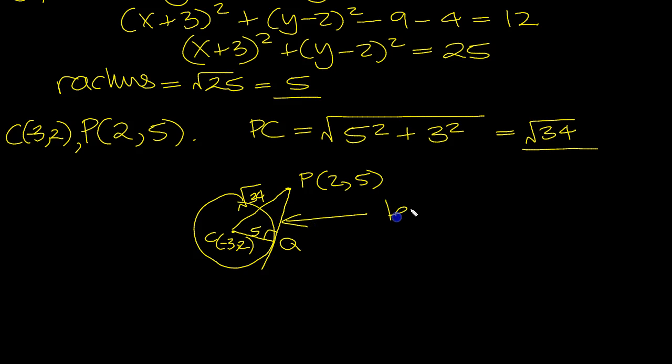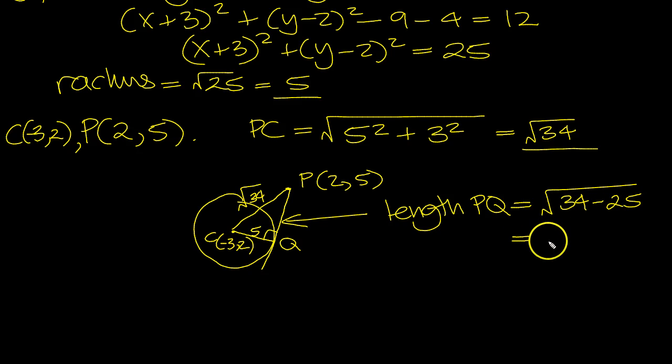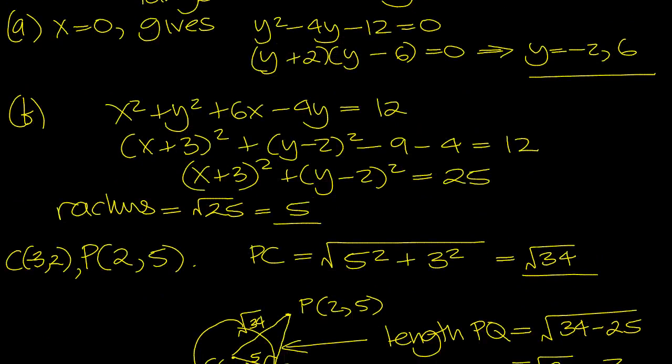So length PQ, using Pythag, will be the square root of this squared, which is 34, take away this squared, which is 25, which equals the square root of 9, which equals 3. It was a tangent, so that's why there was a right angle between the tangent and the radius at the point Q. PQ was a tangent, and that was a right-angled triangle. We just used Pythag there to get this side here: this squared, take away this squared, and then square root that answer, and we get 3. So we've found the length PQ.